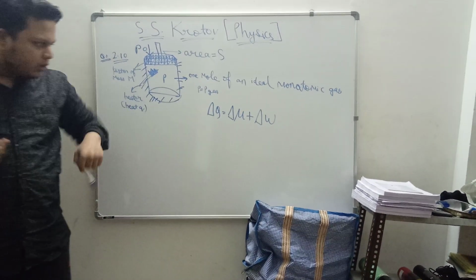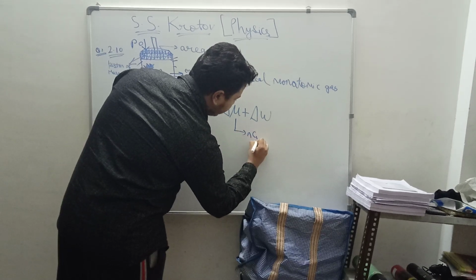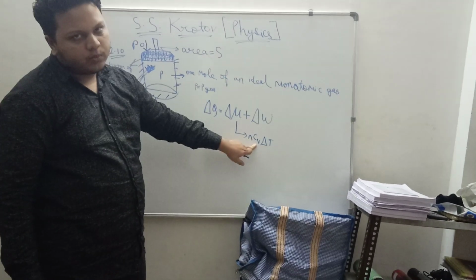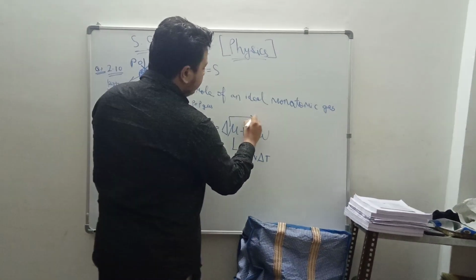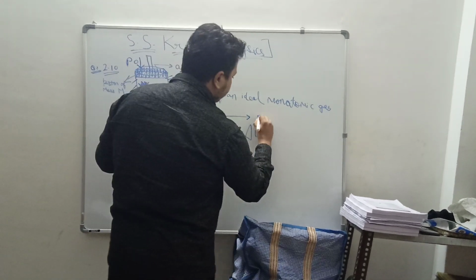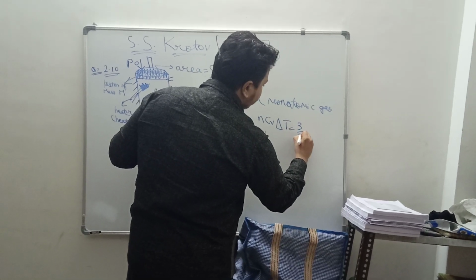As we all know from the basics, delta U is equal to n Cv delta T, where Cv is the specific heat at constant volume. In the question it is given 1 mole of an ideal monatomic gas. So delta U is equal to n Cv delta T, which is equal to 3 by 2 R delta T.